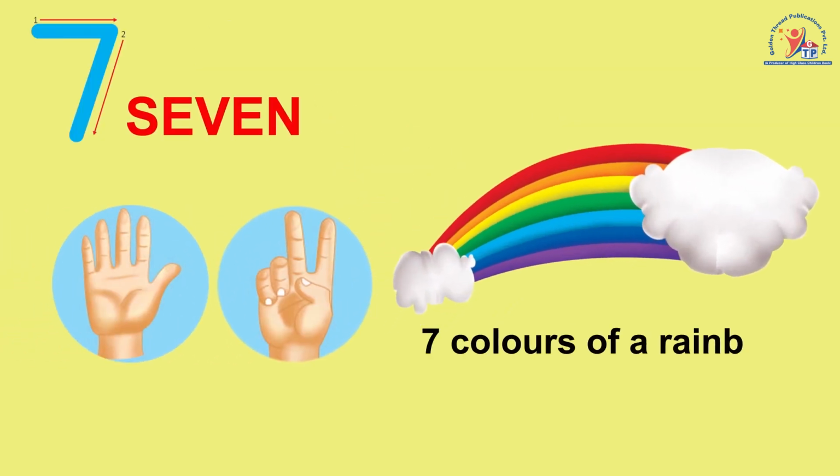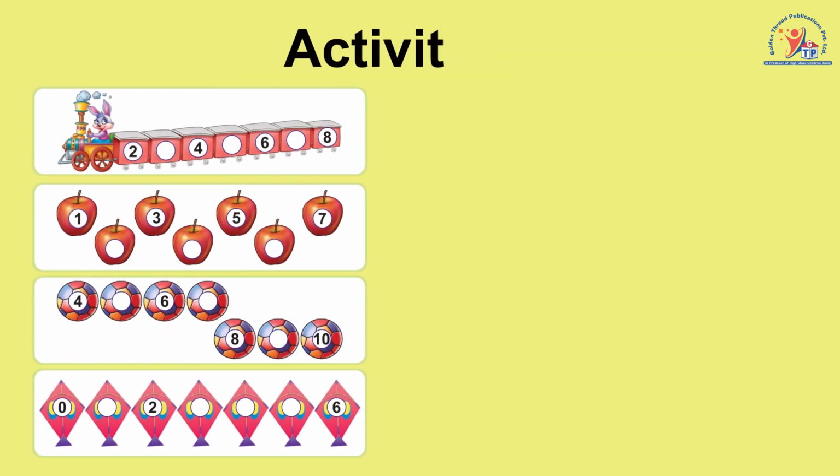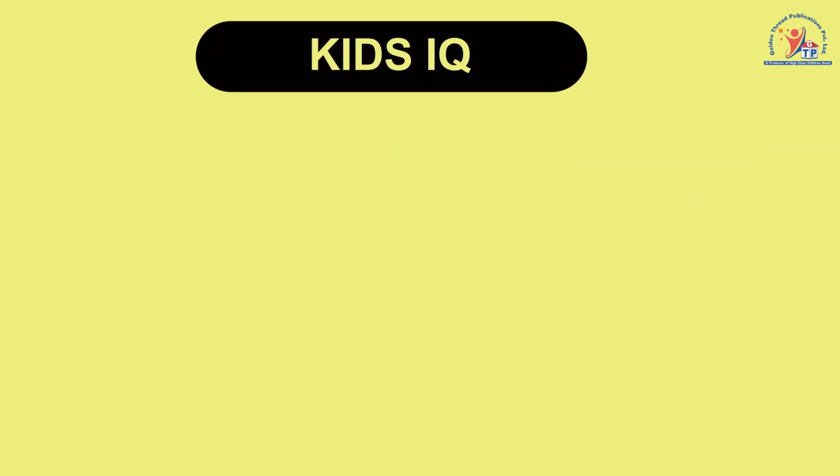7 colors of a rainbow. Trace and write the number 7. Activity: fill in the number sequence in the blanks. Kids IQ 1. Have you ever seen a kite?